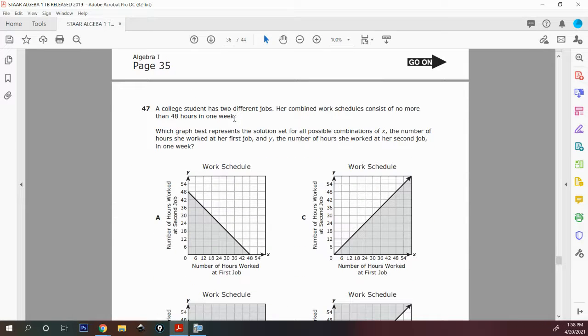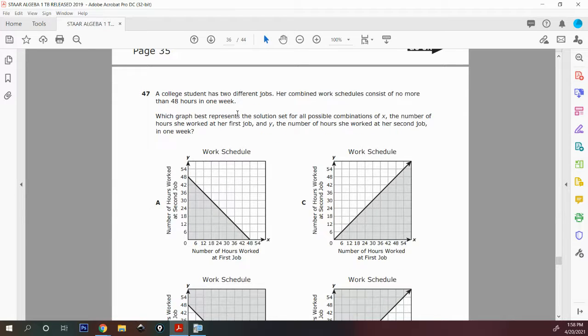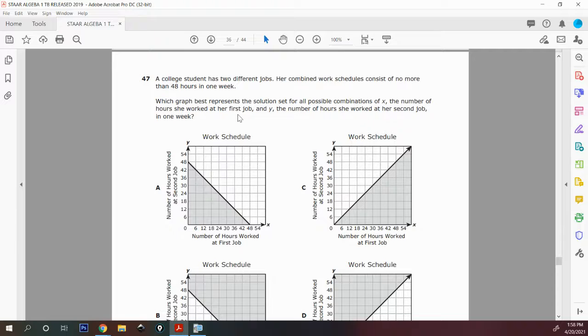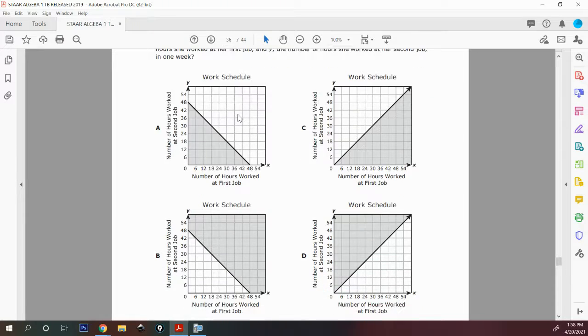A college student has 2 different jobs. Her combined work schedules consist of no more than 48 hours in a week. What graph best represents the possible combinations of x, the hours she works at her first job, and y, the number of hours she worked at her second job in 1 week? All right, so we want no more than 48 hours. This one goes on forever, so that's pretty bad. This one is 48, that's 42 and 6, that's 48. This is above and this is above, and we didn't want above, so those are all bad. So A.